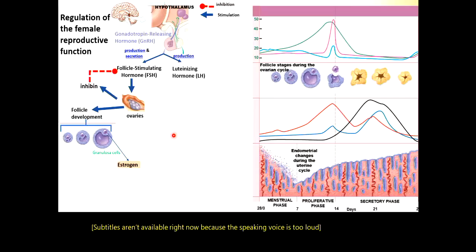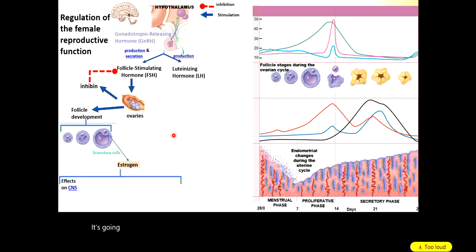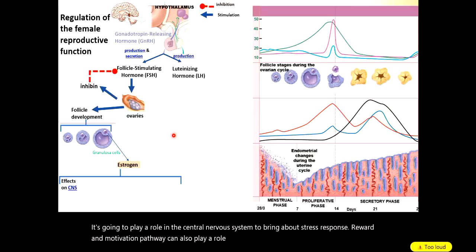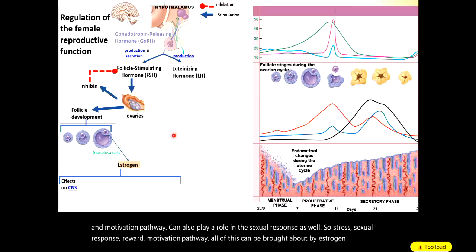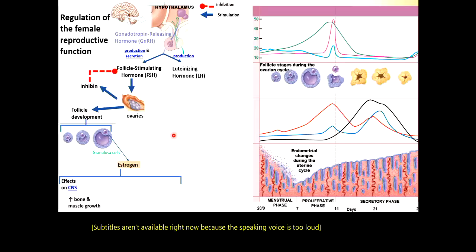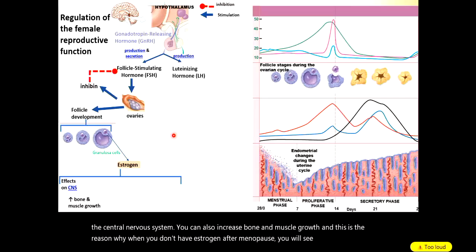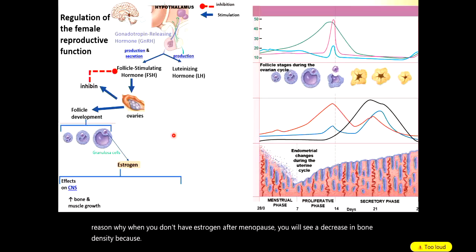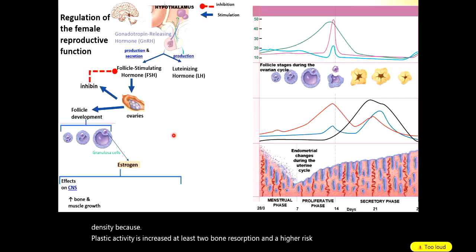Estrogen has a number of effects. It's going to play a role in the central nervous system to bring about stress response, reward and motivation pathway. Can also play a role in the sexual response as well. So stress, sexual response, reward motivation pathway, all of this can be brought about by estrogen acting on the central nervous system. It can also increase bone and muscle growth, and this is the reason why when you don't have estrogen after menopause, you will see a decrease in bone density, because the osteoclastic activity is increased. That leads to bone resorption and a higher risk of osteoporosis.